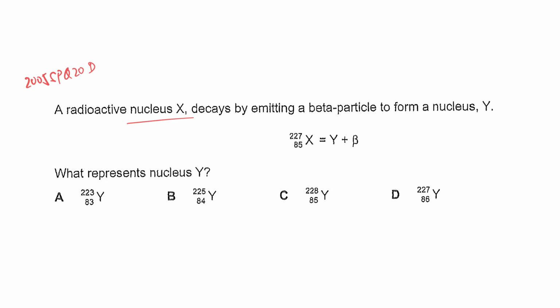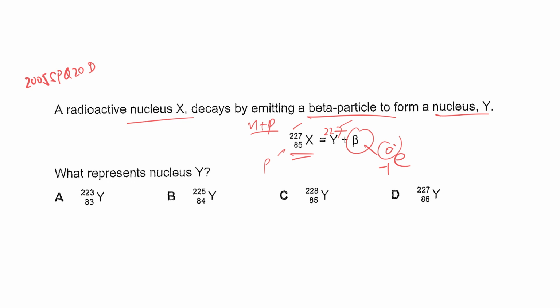Next, this nucleus X decays by emitting a beta particle to form a more stable nucleus Y. Your starting mass number, which is the sum of neutrons plus protons, also known as the nucleon number, is 227 and the proton number is 85. Since it's a beta particle, recall that beta is an electron, 0 over -1. Since it's 0 here, the mass number before and after must be the same. So this will still be 227, because beta emission does not affect the mass number.